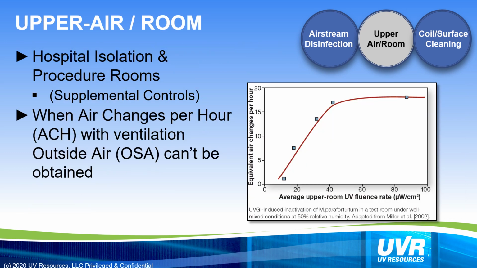One of the studies that Dr. Shelley Miller from Colorado State University did looked at applying upper room UV and seeing what the equivalency of air changes per hour were. So an example, if we're doing something with 40 microwatts, which is typical for a tuberculosis application, that has an equivalency of about 14 air changes per hour.